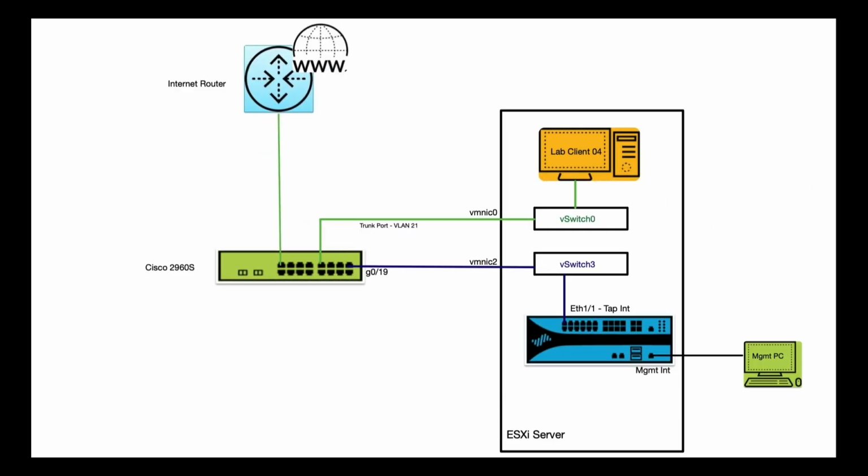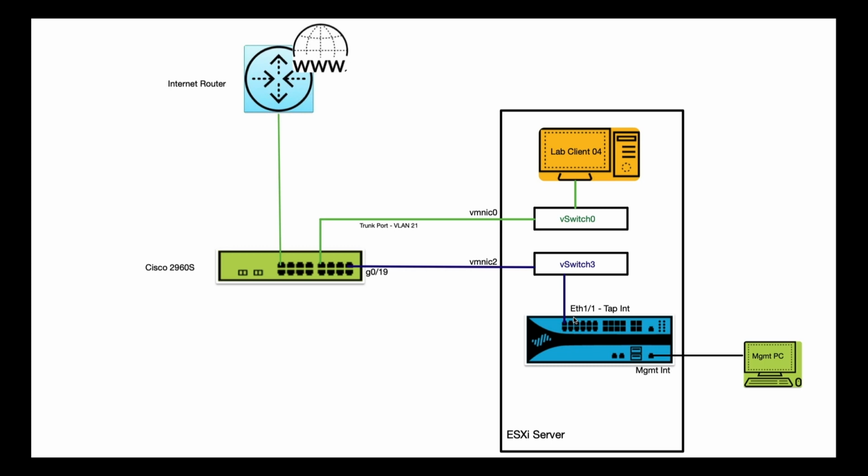Okay, so I've drawn this diagram to help explain how I'll be able to create a lab that demonstrates the Palo Alto tap deployment mode. So in this lab, I'm using a physical ESXi server that has multiple physical Ethernet ports that connect directly back to a physical 2960 Cisco switch. There are two virtual machines in this lab, a Palo Alto VM-Series Next Generation Firewall and a Windows 10 client, which has access out to the internet via a DSL router.